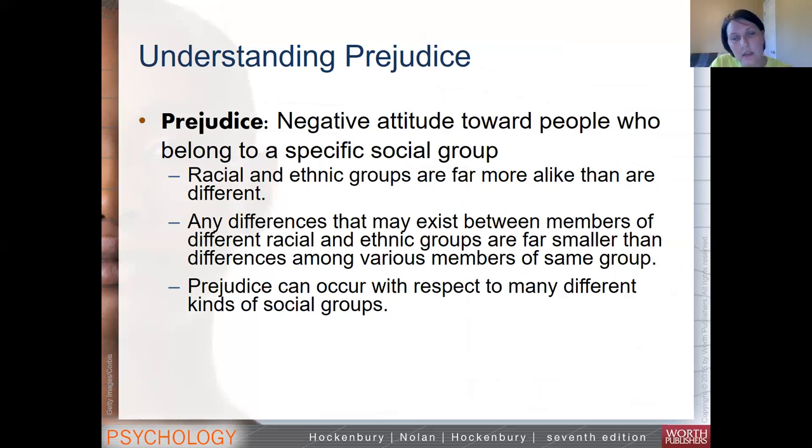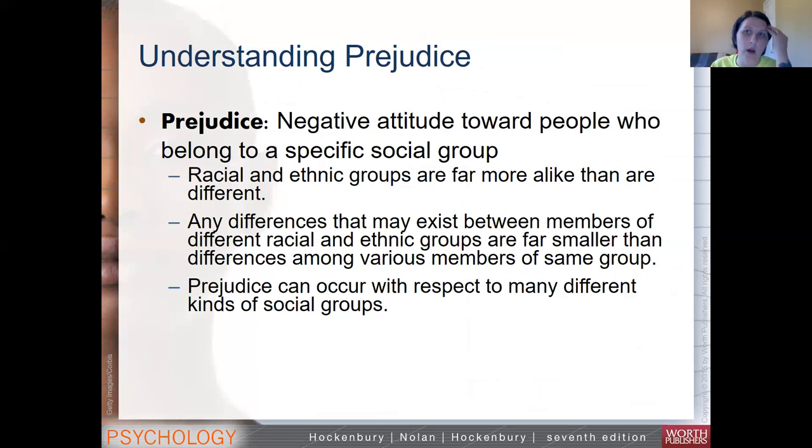But we're going to stick to prejudice right here because the term is described in the book as a negative attitude. Even though I just want to bring up that you can have this sort of positive attitude about people, and it's also referred to as a positive prejudice, we're going to talk about prejudice in this case as a negative thing. So this is taking a group of people and having a negative attitude.